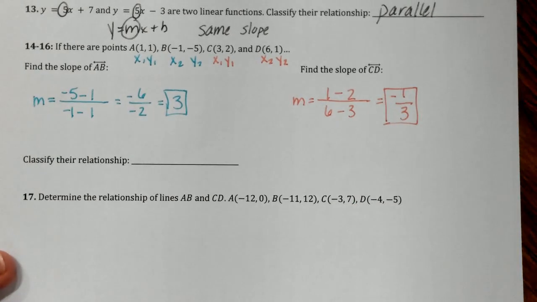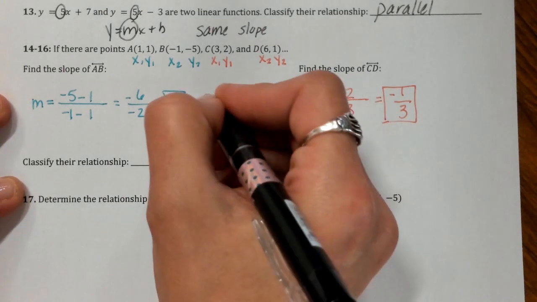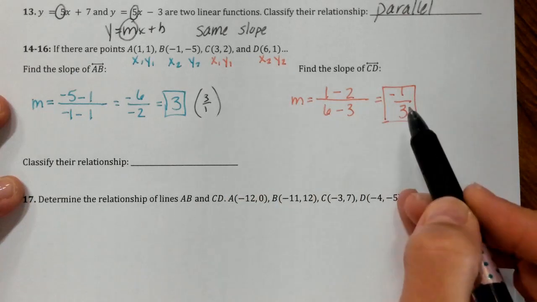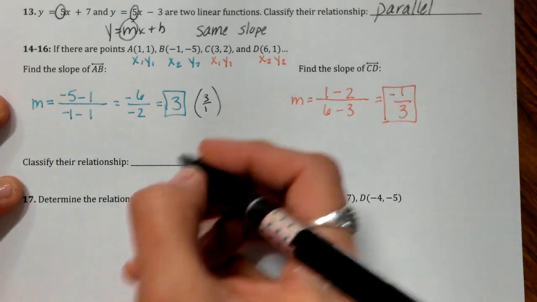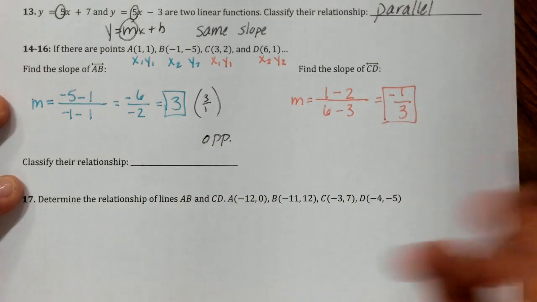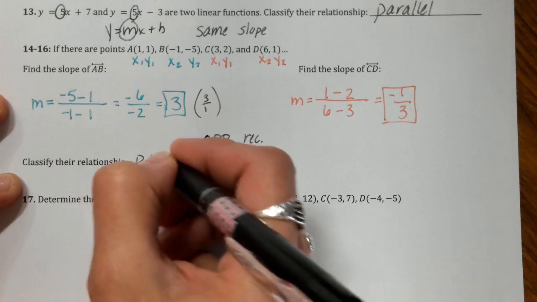So what we want to notice here is classify the relationship. Well, here we have a 3, which is like saying a 3 over 1. And then we have a negative 1/3. So we have gone opposite signs, and we have taken that fraction and we have flipped it. So we have opposite reciprocals. So these are going to be perpendicular.